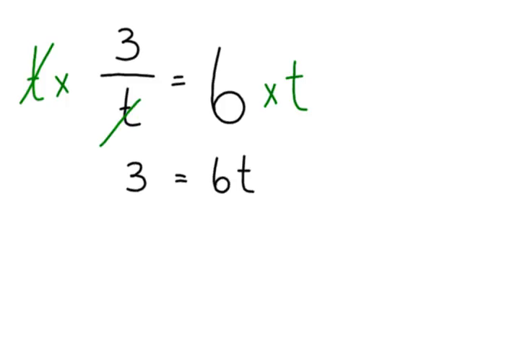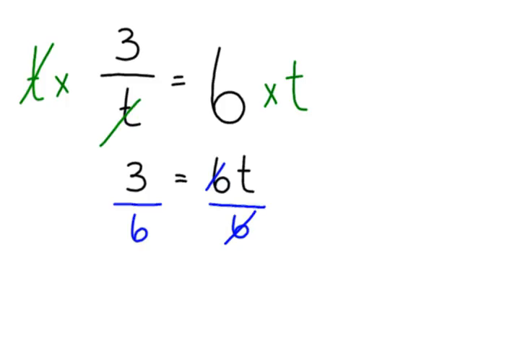And now that we have that, we still need to just try to get t all by itself. We need to isolate that variable. So we're going to divide by 6. And divide by 6 cancels out those 6's, and we are left with t. And then because it's an equation, we have to do that to the other side. So what we're actually left with is 3/6 equals t.